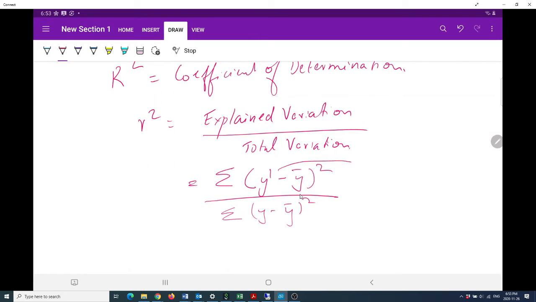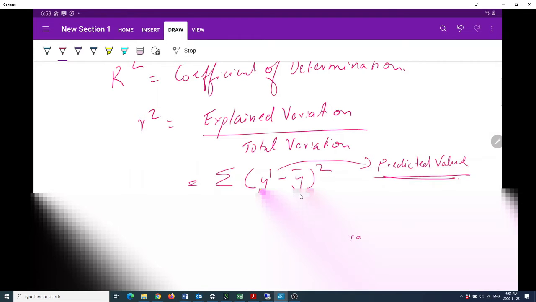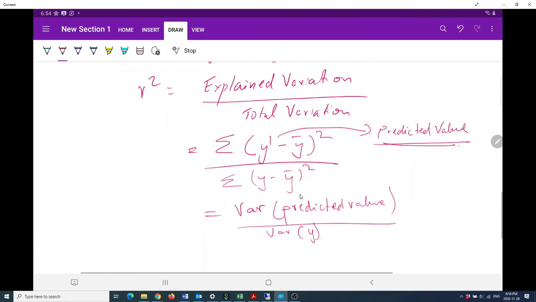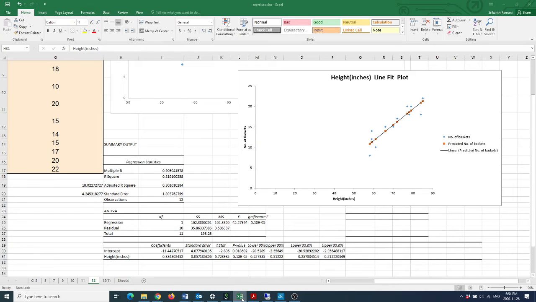Y prime over here is your predicted value. So how much does the variance of the predicted value, in some sense, compare to the variance of the actual value? So that is known as the R squared. This could also be thought of as variance of predicted value by variance of the actual value Y in some sense. So that is your R squared. It tells you how well this regression equation or this variable actually explains it. So here, our R squared for this example is 0.81.